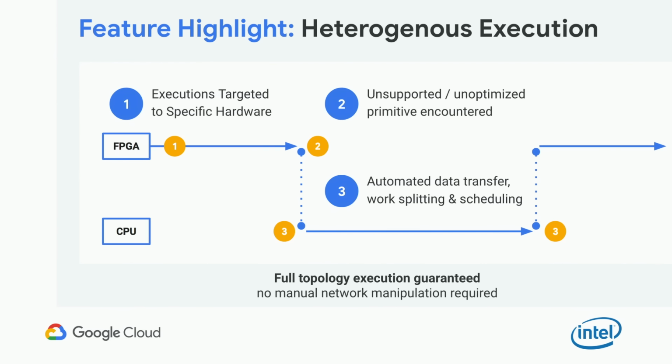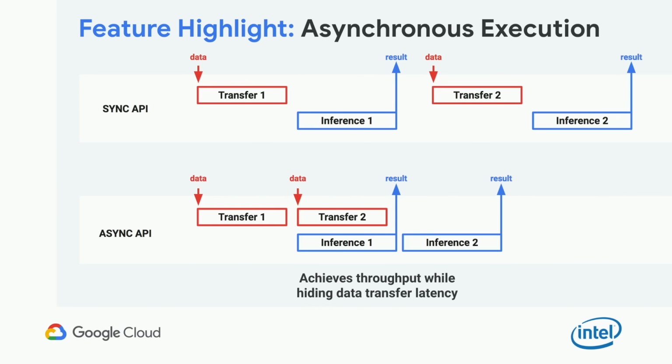A feature of DLDT is heterogeneous execution, or the ability to execute a model across various hardware products. In this example, there is a primitive of a model not supported or optimized for FPGA that is scheduled to execute on the CPU. Another feature is asynchronous execution to hide data transfers. That is, as one inference cycle is executed, OpenVINO fetches the data for the next inference cycle.